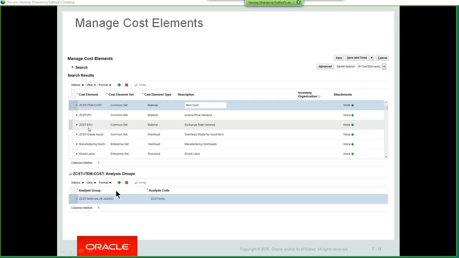When you define it, you can specify which analysis group. So you can specify the analysis group and analysis code. Whenever you see the cost, in a specific cost element, you have flexibility to slice and dice by the analysis code.